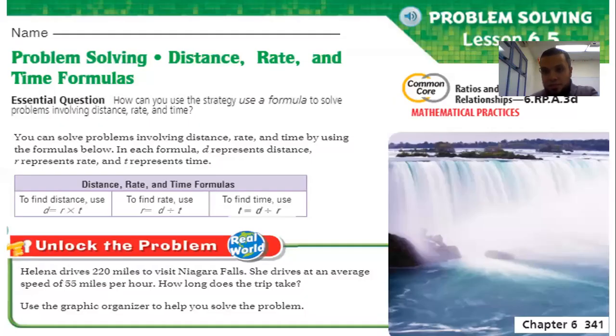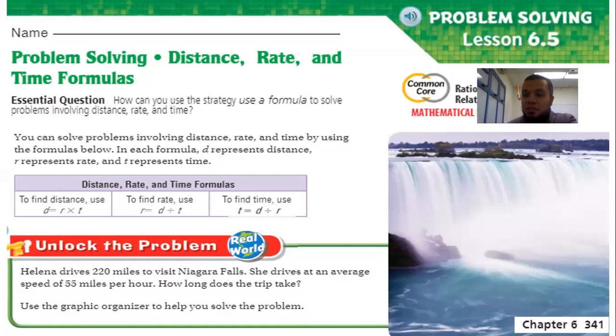All right, my dear students. Here, as you see, lesson 5 in chapter 6. So lesson 6.5, the title is Problem Solving, Distance, Rate, and Time Formulas. In today's lesson, our essential question is: how can you use a formula to solve problems involving distance, rate, and time?